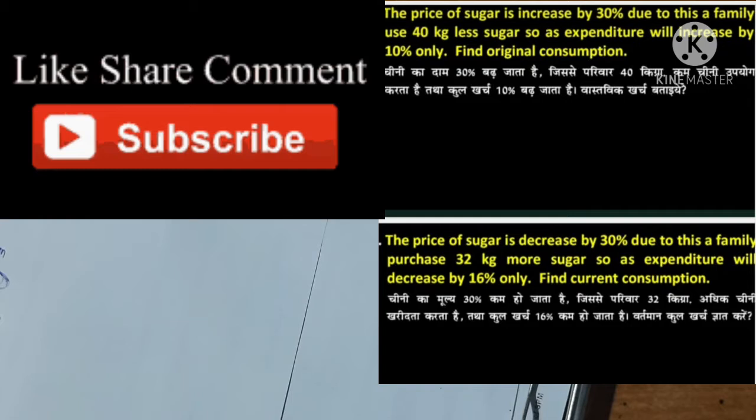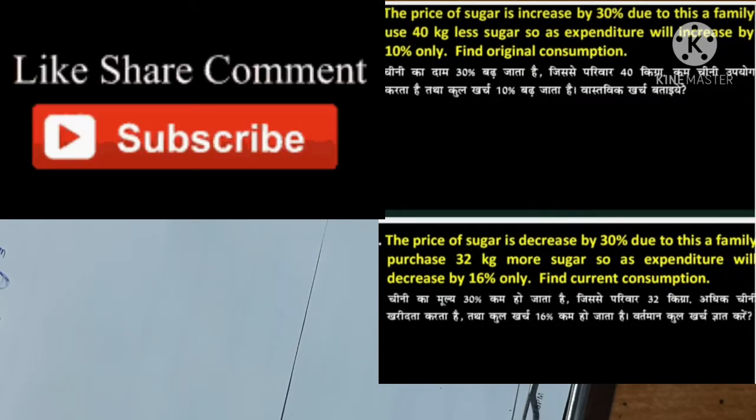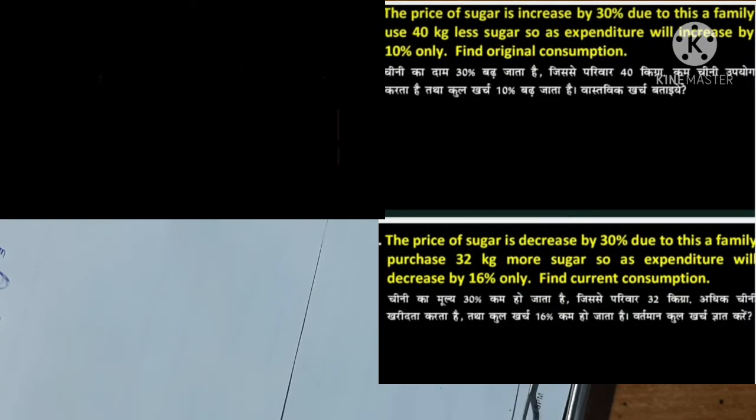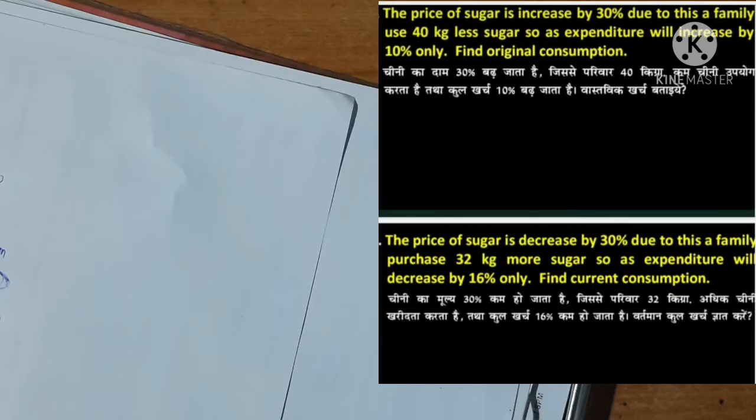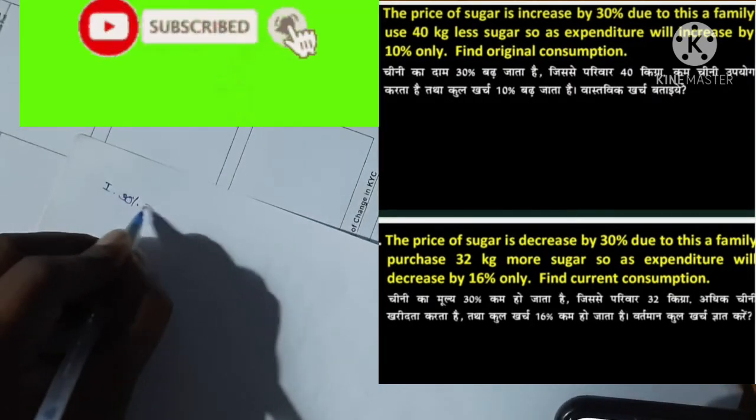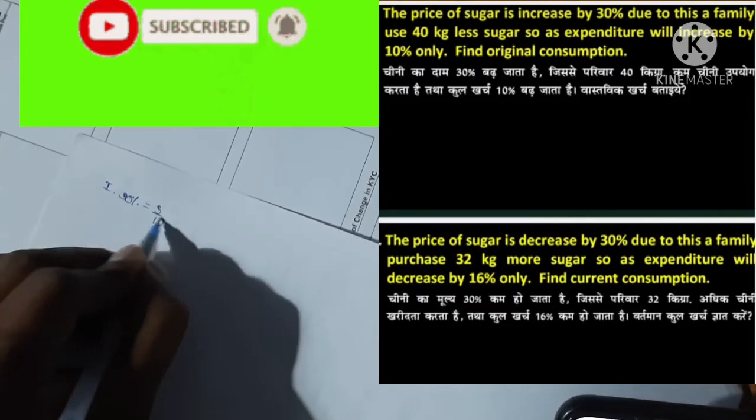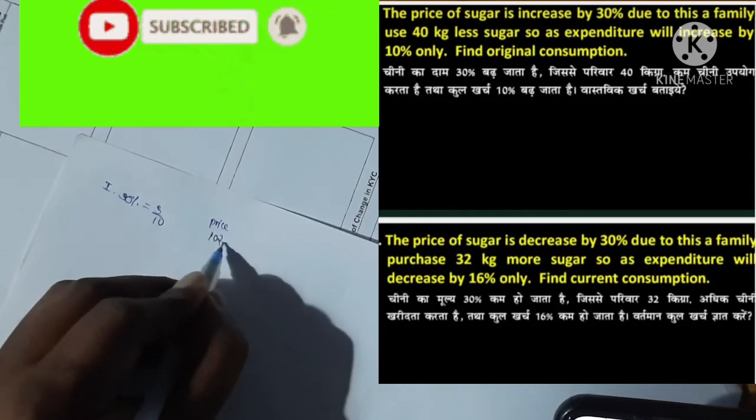The price of sugar is increased by 30%. Due to this, a family uses 40 kg less sugar, so the expenditure will increase by only 10%. Find the original consumption. The price of sugar is increased by 30%, so 30% is 3/10. So the starting price is 10 rupees per kilogram.